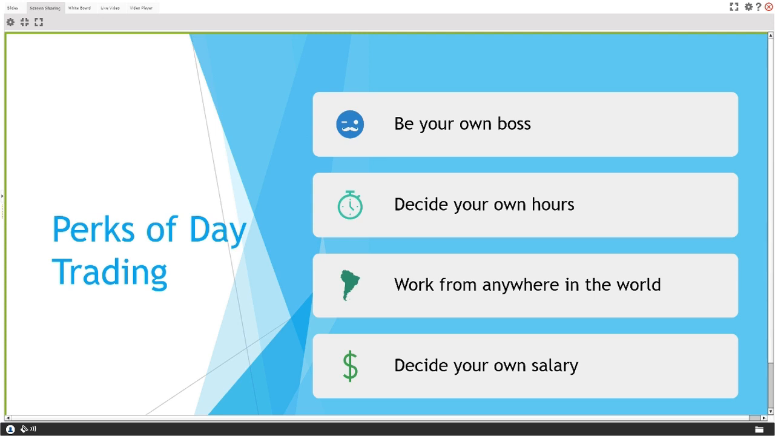You can decide your own hours, but it's better to be here throughout the day. You can work from anywhere in the world, but it's good if you have a little bit of a stronger Wi-Fi or stronger internet connection. And you can decide your own salary, but that comes down to whether you're actually putting in the work and cracking down on yourself, right? I don't ever want you guys to turn into what I call fantasy traders. Fantasy traders are people that want to learn how to trade stocks and they want too much too quickly without ever putting in any sort of work.